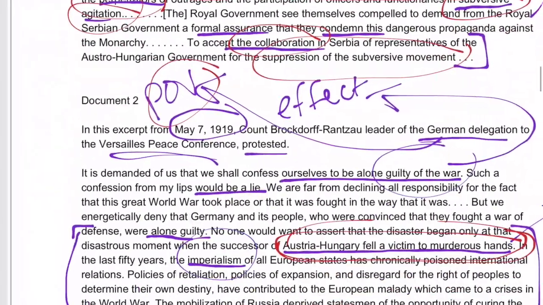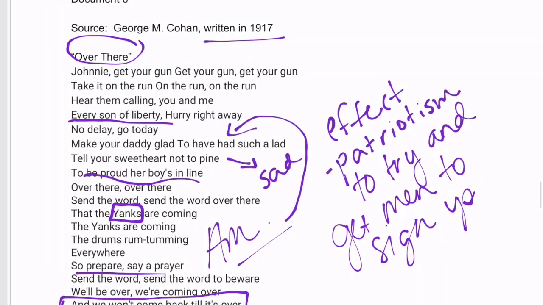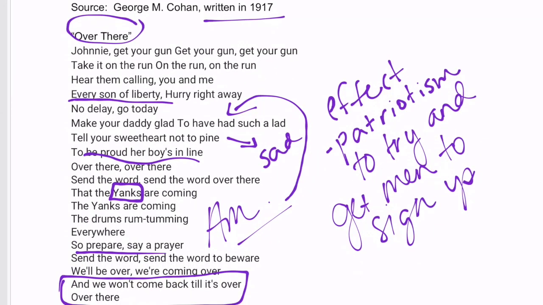So we have 6 and 7. Now this one talks about patriotism, so you could say according to document 6, it was your patriotic duty to pick up a gun and go and fight the war. And you were considered to be a great son and a great sweetheart or boyfriend, that they could be proud of you if you went and did this. And this is the call for all Yankees to go and fight.